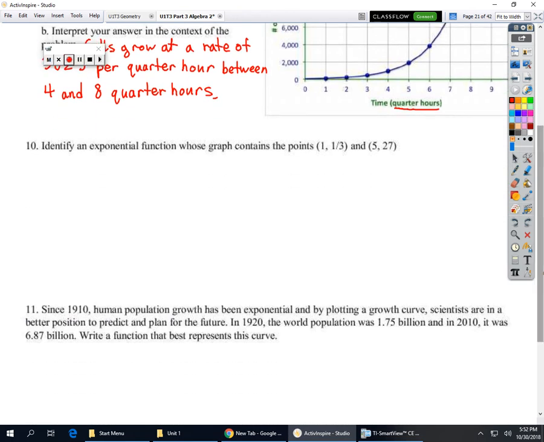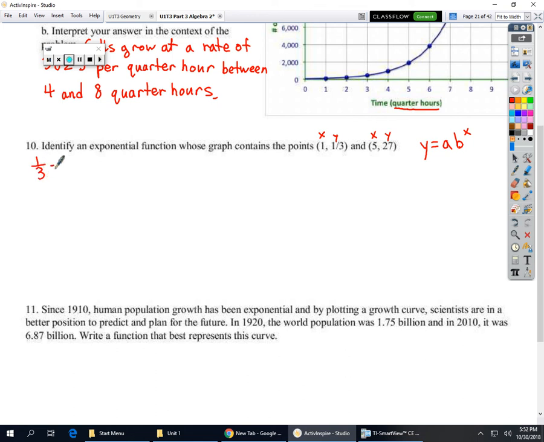All right. Oh, this is a fun one. Identify an exponential function whose graph contains the points. Again, when you have 2 points, that means writing an equation in this form: a times b to the power of x. Which equation in this format will fit these points? So this is your x and your y. This is also your x and your y. So write both of these equations. What's the y value?